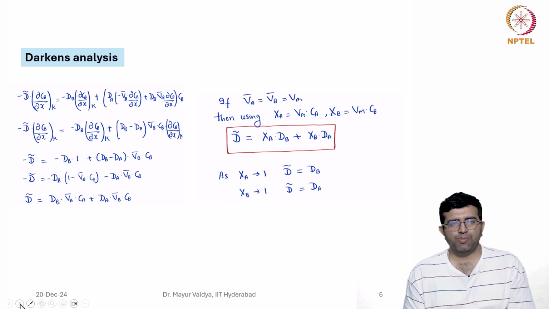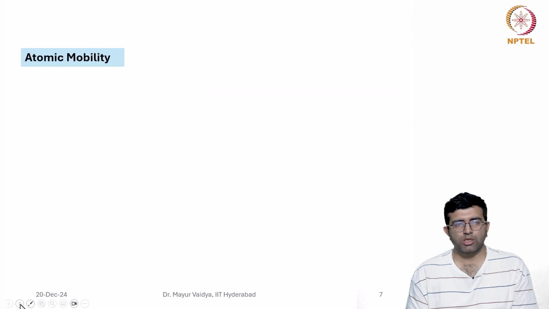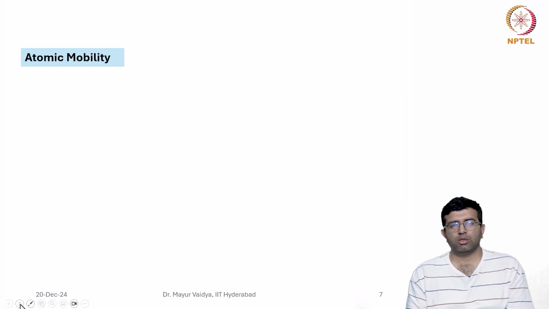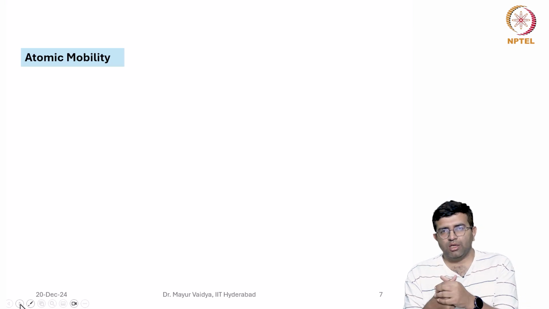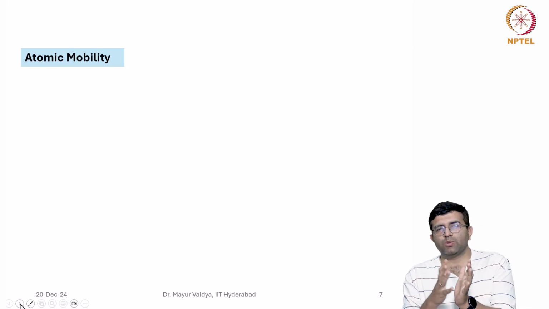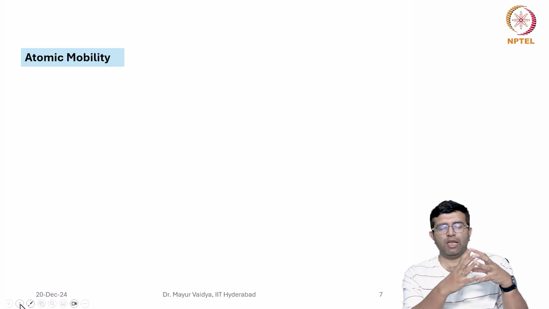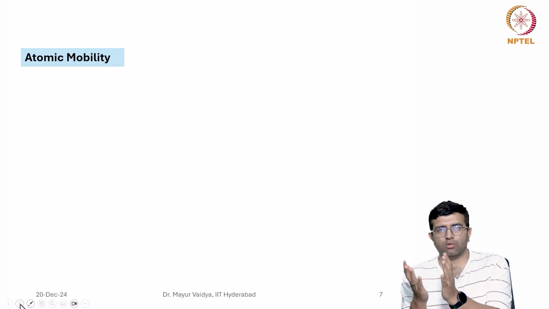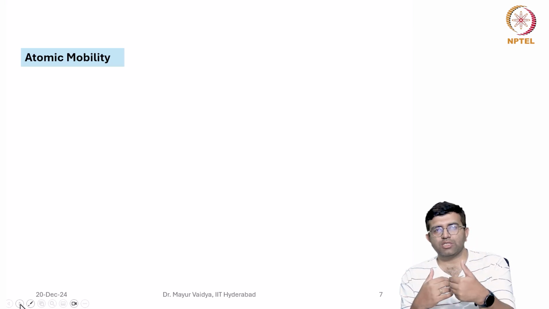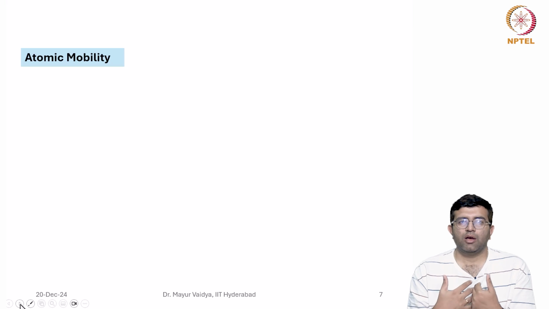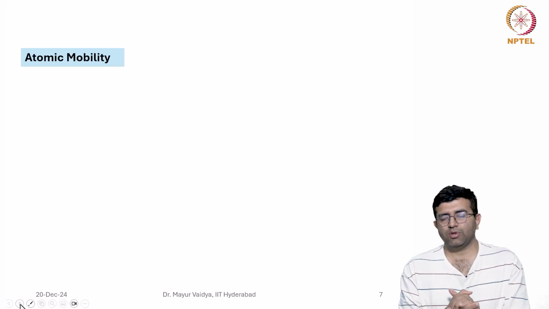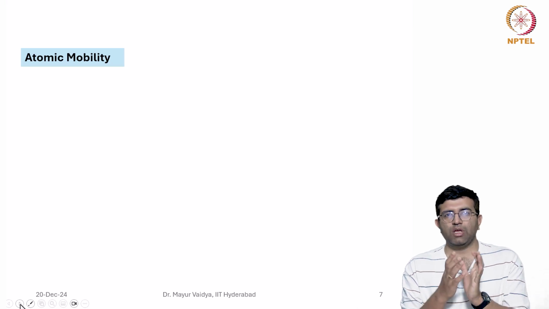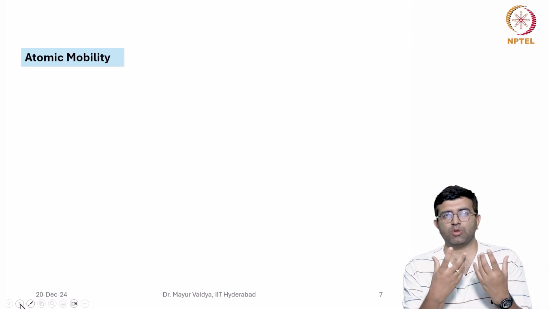I want to introduce one more quantity today to you, which is known as the atomic mobility. See, when we define the diffusion coefficient, it is in the context of Fick's law. That means you are relating the flux to the concentration gradient, and the constant is the diffusivity. But we also saw that actually it is the chemical potential gradients that drive the diffusion process. So, we have to have some quantity which is representative of that.